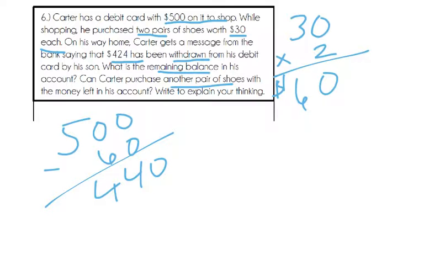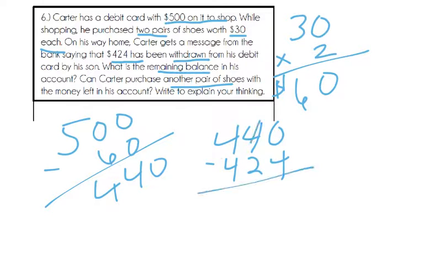If he then gets that call saying $424 has been withdrawn by his son, I'm going to subtract that from what he has in there now. Oh, that leaves him with $16. So, what is remaining balance? The remaining balance is $16.